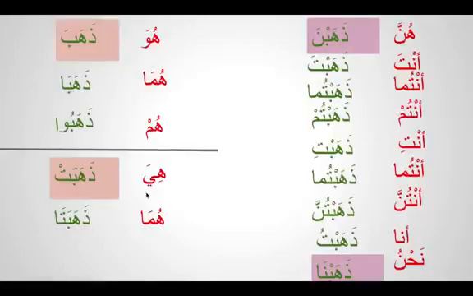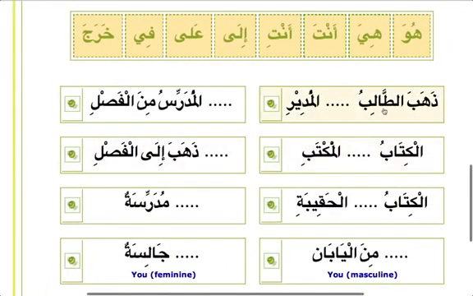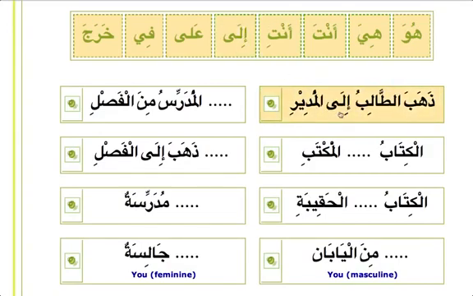Let's do some examples. ذهب الطالب, the student. If you see here, the fa'il is طالب. ذهب means it's in a pure form huwa. So huwa represents here طالب. So we say طالب is a fa'il. And what do we have? Which preposition do we use? ذهب always comes with ila. So we use ila al mudiri.